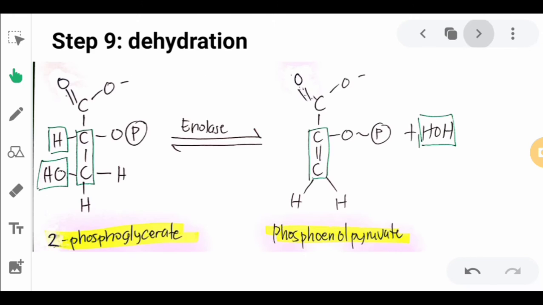So for step 9, the 2 pieces of 2-phosphoglycerate will undergo an alcohol dehydration, meaning to say we will remove a water, dehydrate, with the help of the enzyme enolase. The water molecule that is attached on the second and third carbon will be removed. Therefore, you will produce a water, H2O, and phosphoenolpyruvate. So you produce 2 pieces of phosphoenolpyruvate because you have 2 pieces of 2-phosphoglycerate.